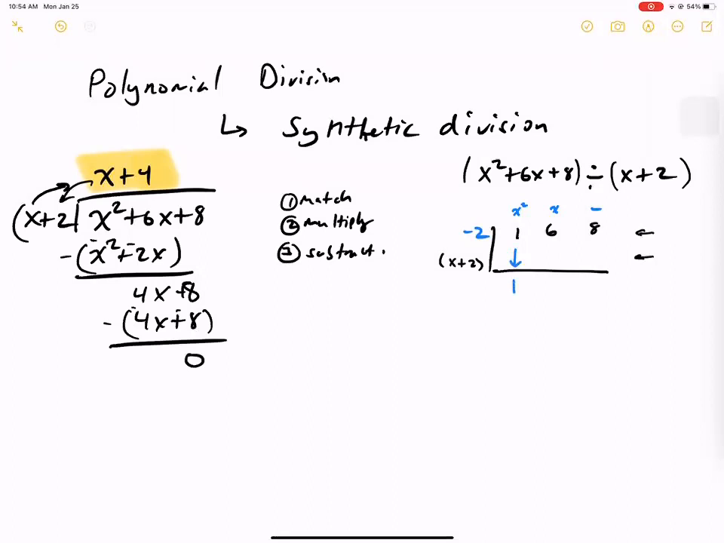Then we're going to multiply up. What's 1 times the key? 1 times negative 2 is negative 2. We're going to add down. 6 minus 2 is 4. We're going to multiply back up. 4 times negative 2 is negative 8. And we're going to add down to become 0. I'm going to draw a box around the last number.